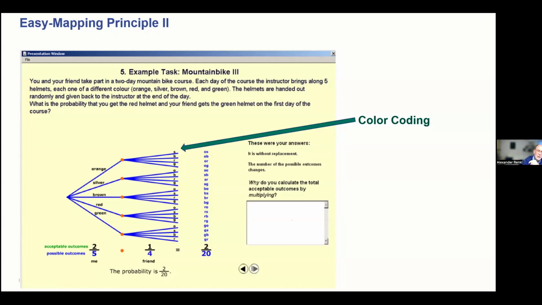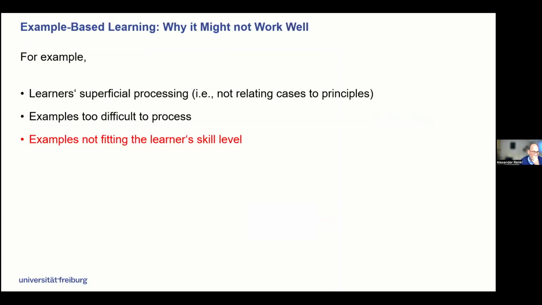or we also try to design the self-explanation questions in a way that students are more or less forced to integrate if they want to answer correctly. So that's the easy mapping principle. And if it's hard to map, then worked examples can lose their effectiveness. And it might not always fit the learner's skill level to an optimal amount.